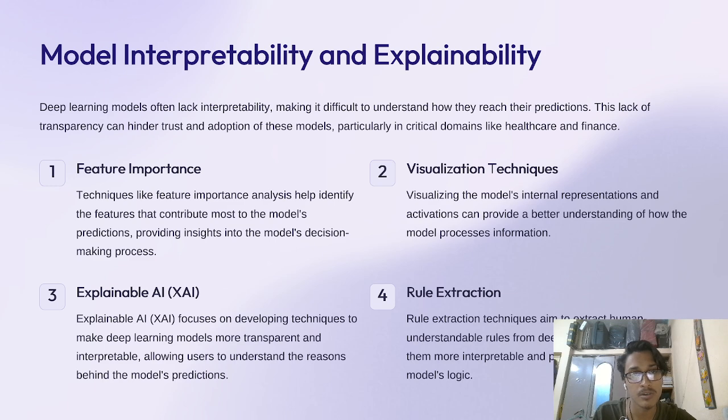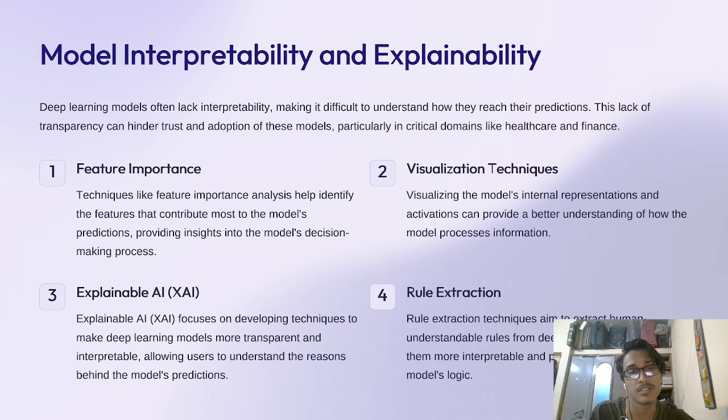Model interpretability and explainability. Deep learning models often lack interpretability, making it difficult to understand how they reach their predictions. This lack of transparency can hinder trust and adoption of these models, particularly in critical domains like healthcare and finance.